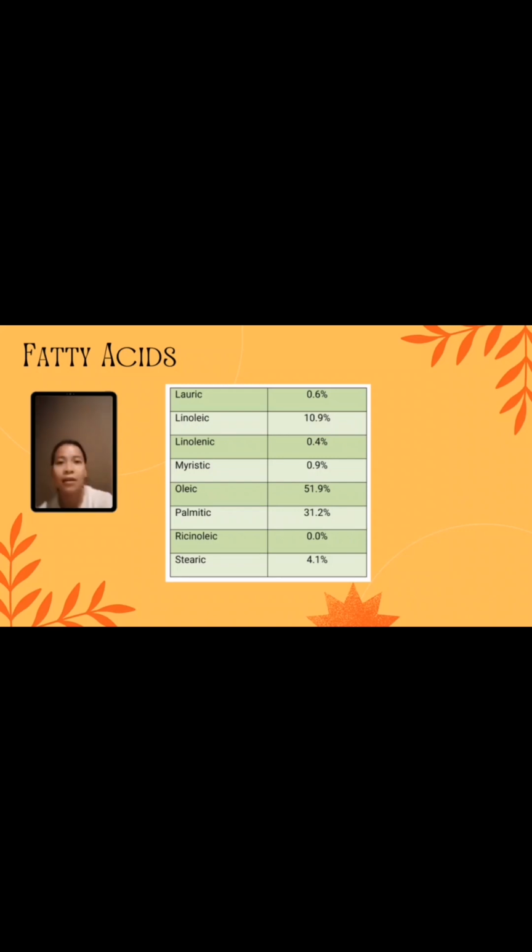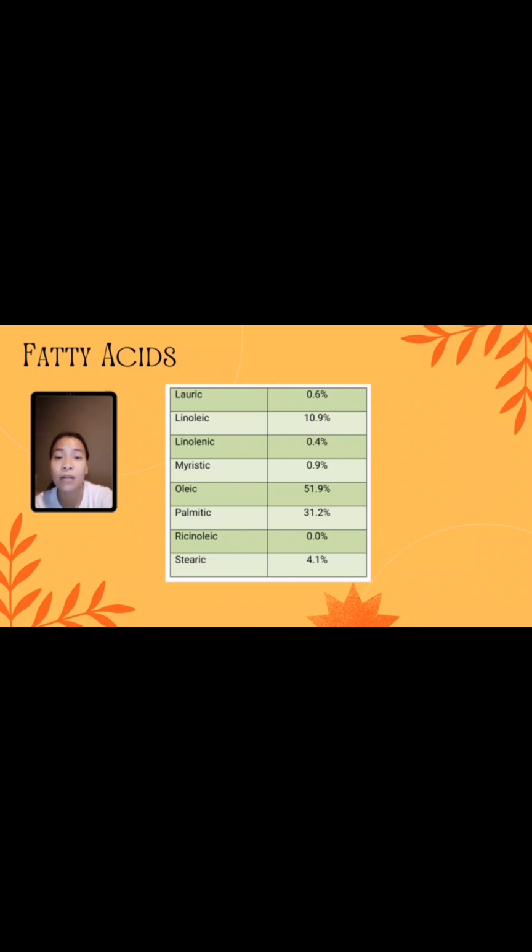The next one is the linolenic acid. It is 0.4% in our soap formulation. Linolenic is an unsaturated fatty acid that contributes to the conditioning or moisturizing levels and is typically very low in soap formulas. The next fatty acid is the myristic, which is 0.9% in our soap formulation. Myristic is a saturated fatty acid that contributes hardness, cleansing, and fluffy lather.